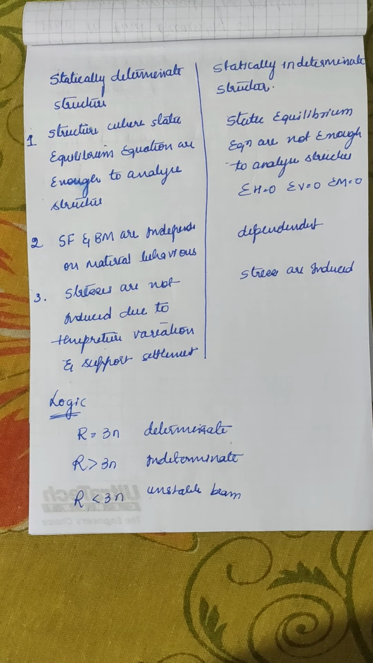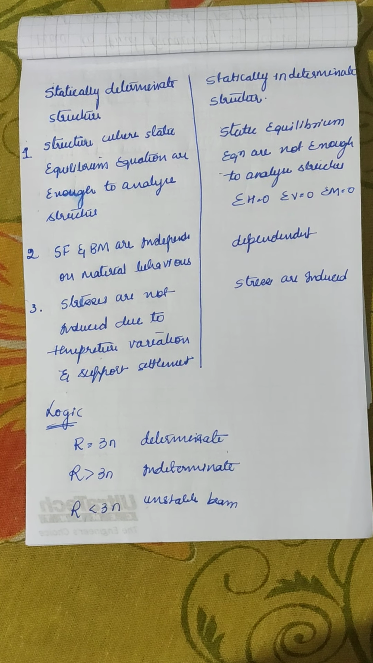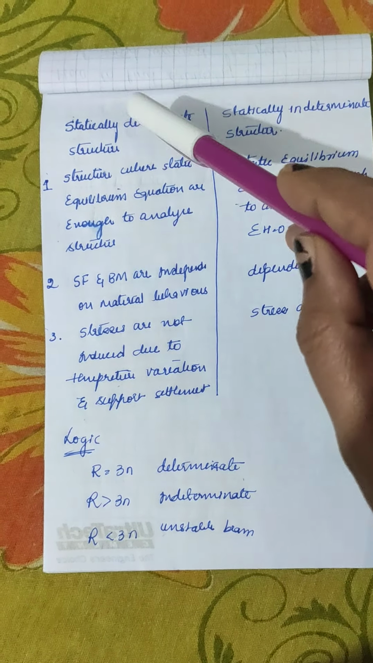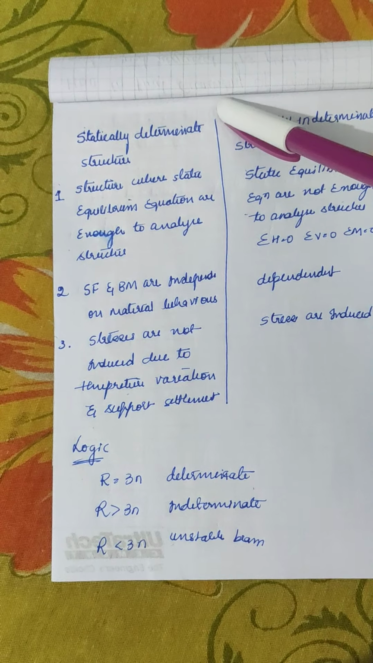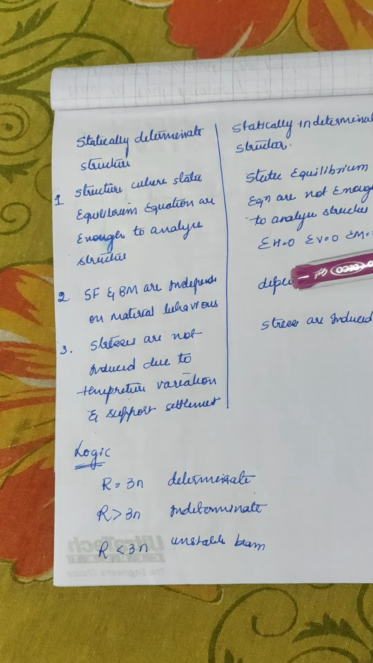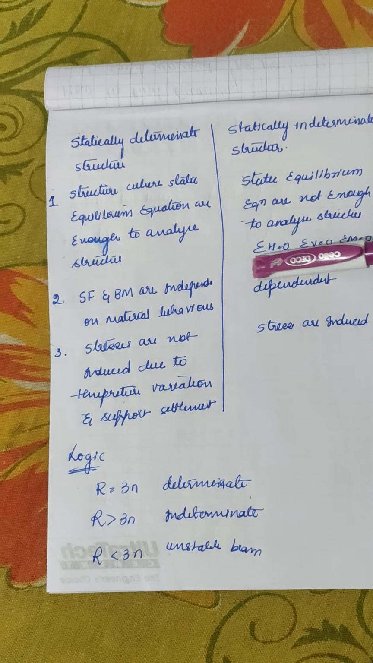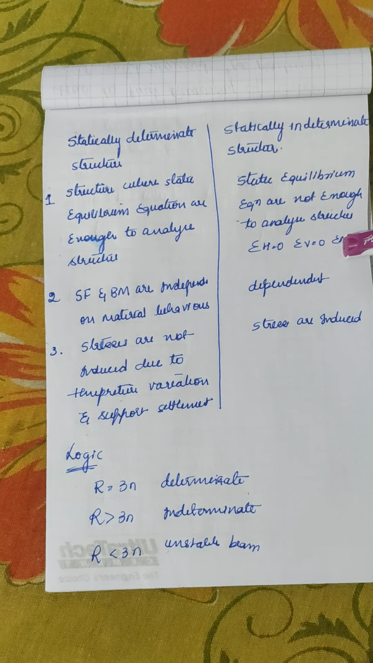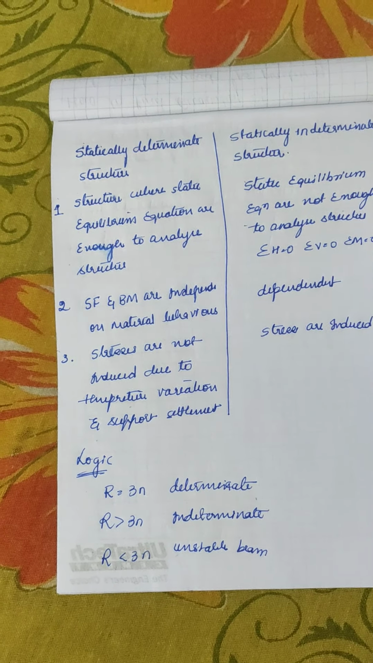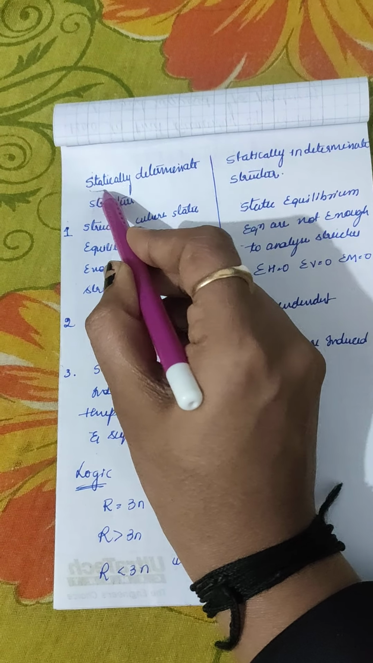Today we will learn about what is a statically determinate structure and a statically indeterminate structure. In simple terms, a structure is said to be statically determinate when the static equilibrium equations, that is sigma H equal to 0, sigma V equal to 0, sigma M equal to 0, are by themselves enough to analyze the entire structure.